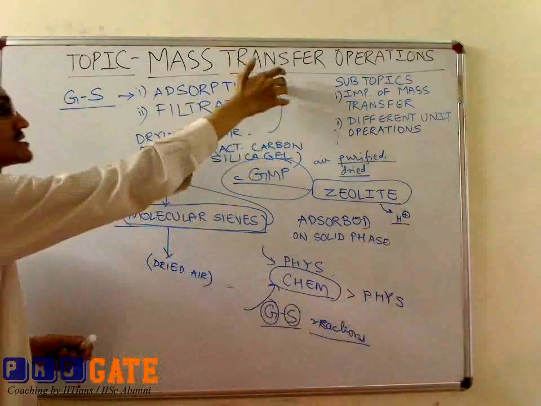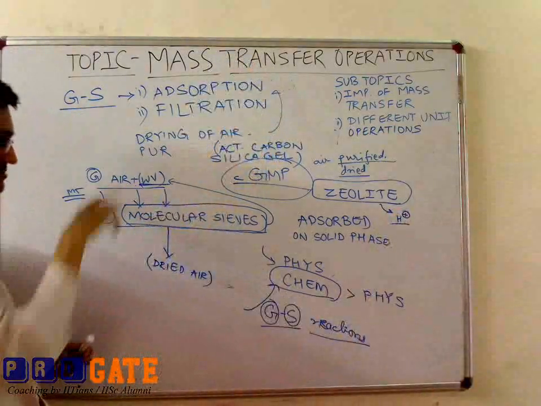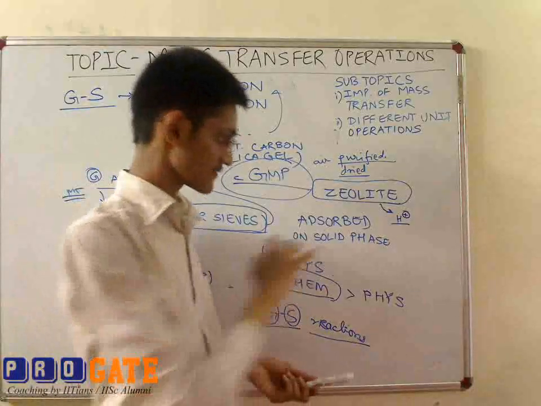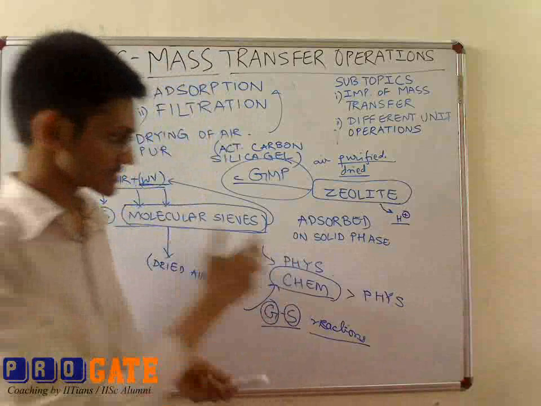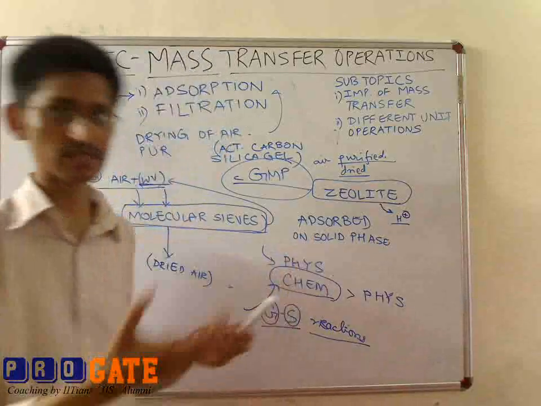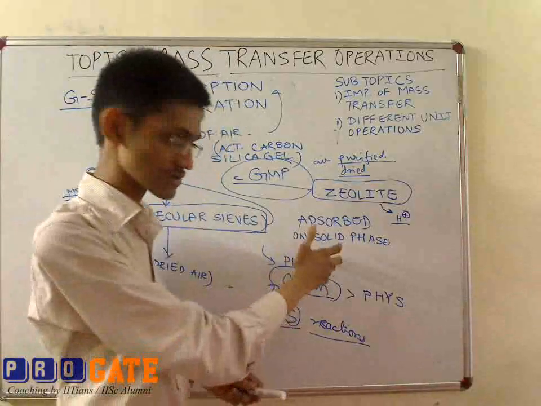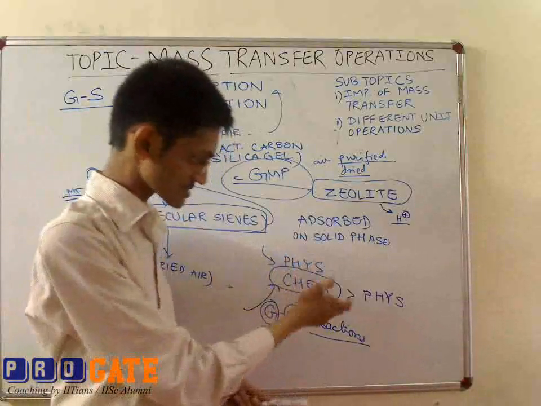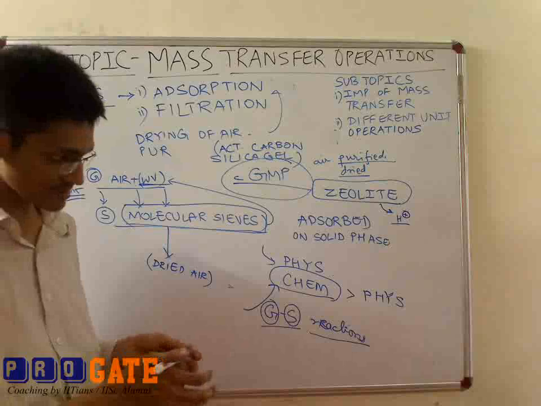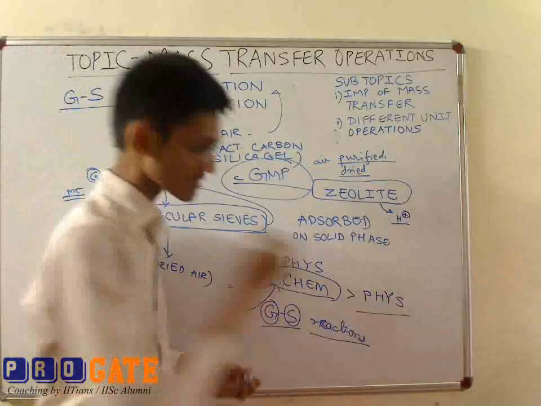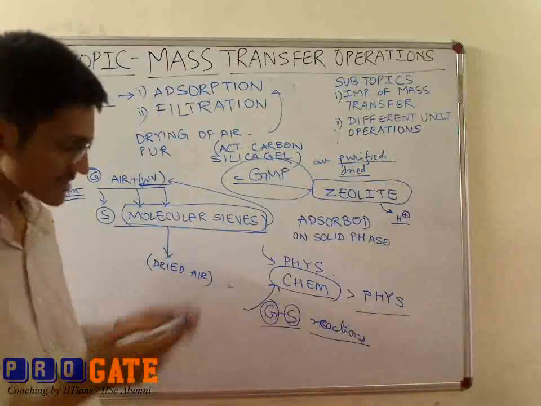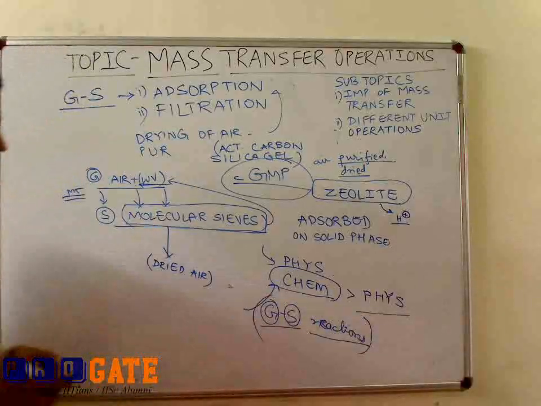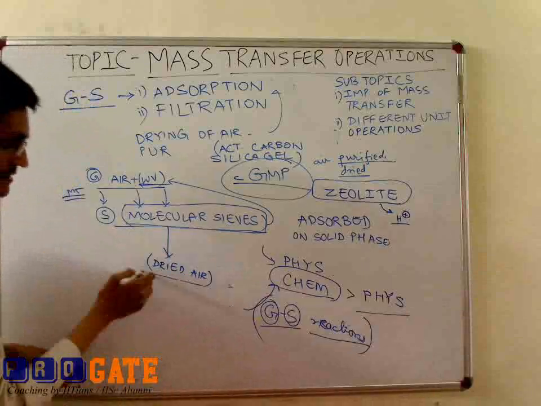So within adsorption, again two contacting phases, mass transfer, and how it takes place is because of the difference in the adsorption rate. This adsorption difference is because of the chemical constituent nature of the solid phase as well as the gaseous phase. So physical adsorption and chemical adsorption. Chemical adsorption is stronger compared to the physical adsorption. It's characterized mostly by the gas solid reaction which occurs. Example, air getting dried.